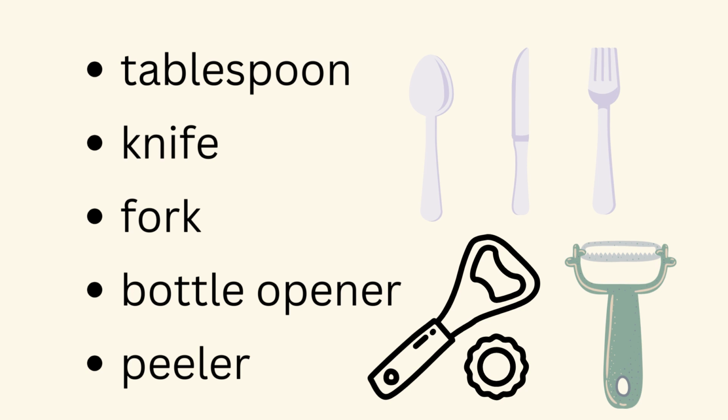Our last word is a peeler. We use the peeler to remove the skin from a fruit or vegetable. Here's an example of the sentence where we use the word: please peel the potatoes with the peeler.